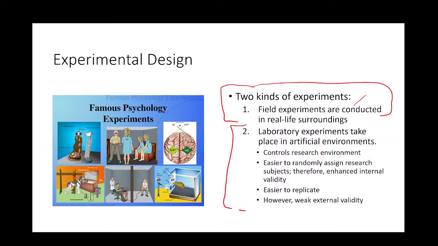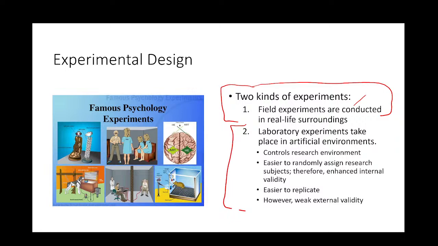They have control groups. They can randomly assign research subjects, and therefore they have higher internal validity. Pretty easy to replicate, right? So the one I was talking about, the caffeine memory kind of experiment, it would be easy. If you have the procedure, you could easily replicate that study. And you can have your control group, right?